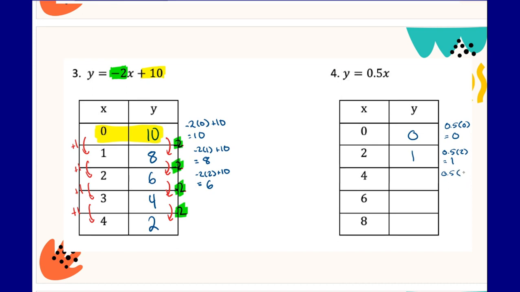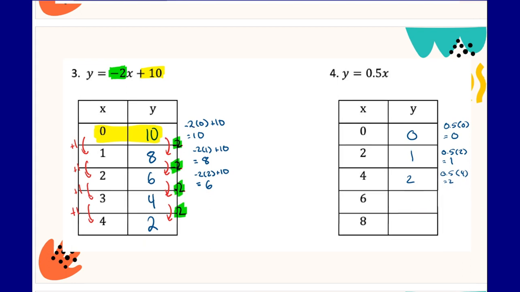0.5 times 4 is 2. 0.5 times 6 is 3, so you can start to see a pattern. 8 times 0.5 is 4. Let's see if we can find those same values from our equation. Well, first one's easy, 0 and 0. We talked about that, similar to the last one. I would have a plus 0 on the end here. That's where I can see this 0.